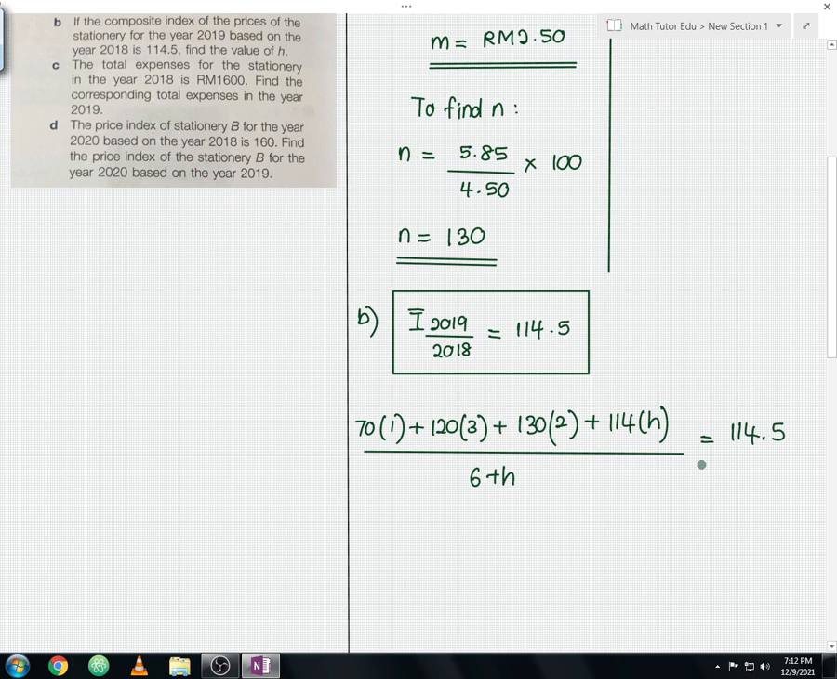Okay, so from here let us solve the numerator. You sum all of them, you should get 690 plus 114 H. And you divide with 6 plus H, you should get your composite index is 114.5. Let me underline the fraction.